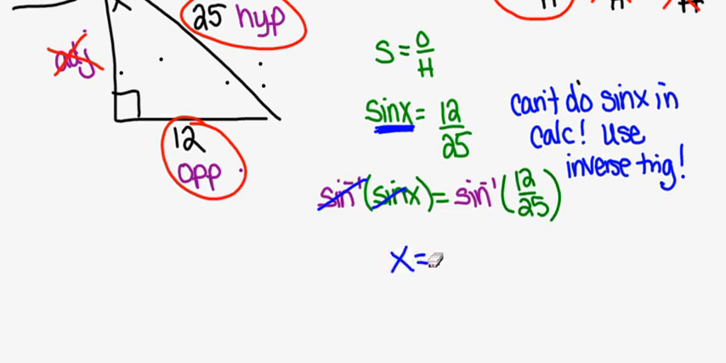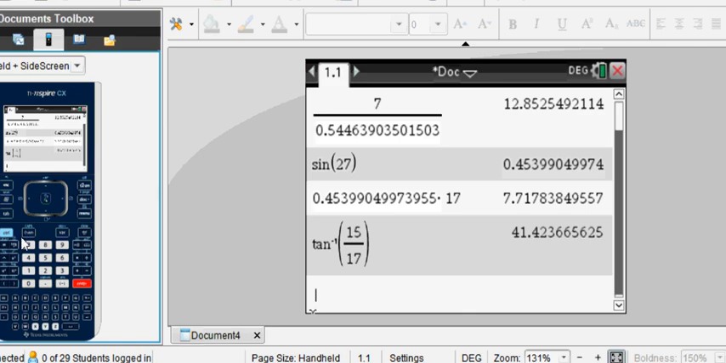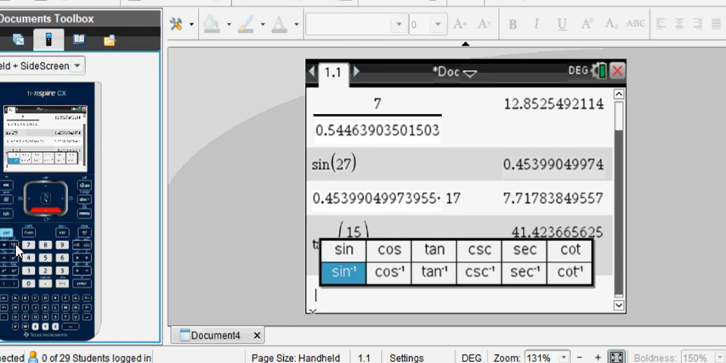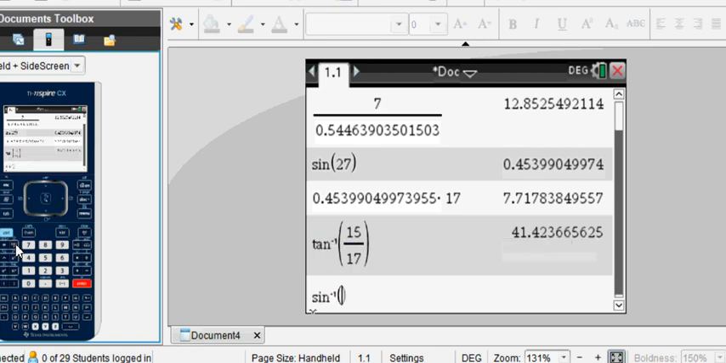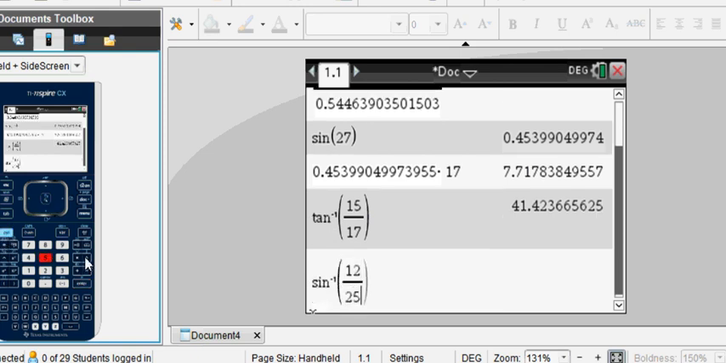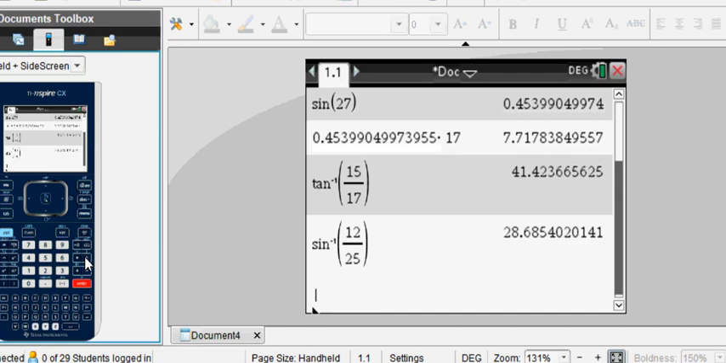So on the left side, I'm left with x. On the right side, I've got inverse sine of 12 over 25. And again, I'm just going to be very careful when I go to plug this into the calculator. The sine and the sine inverse look very, very similar. I want inverse sine of 12 over 25. So about 28.7 degrees.